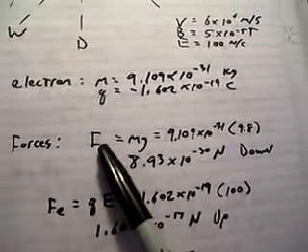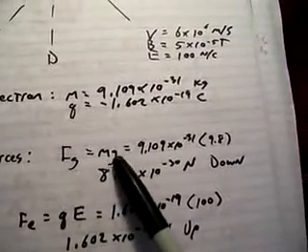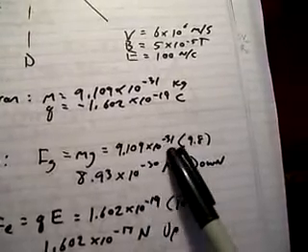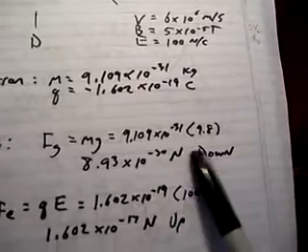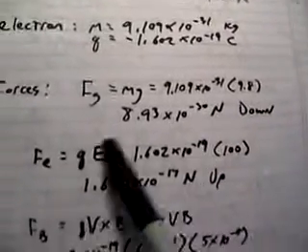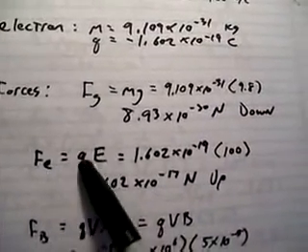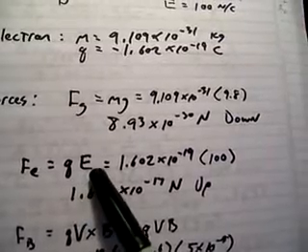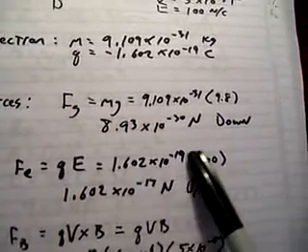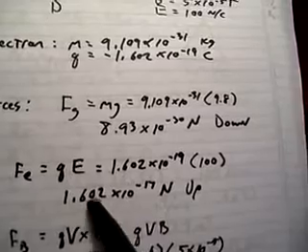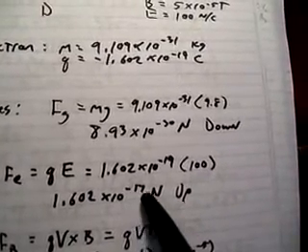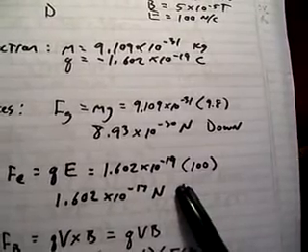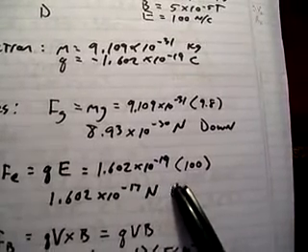This is the information for the electron. They want to know the forces. So gravity is just mass times gravity. Mass of the electron times 9.8 comes to 8.93 times 10 to the negative 31st. It's going down because it's gravity. This is that electric force. It's just the charge times the electric field. So charge of an electron times electric field. And it equals this, 1.602 times 10 to the negative 17 newtons. It's going up, opposite the electric field, because it has a negative charge. It's an electron.